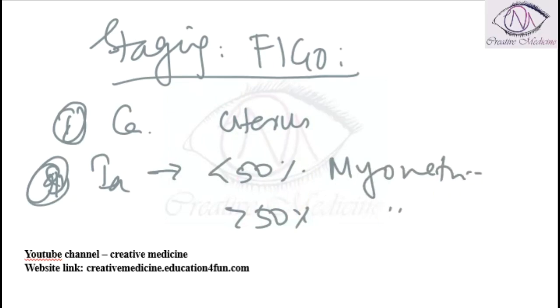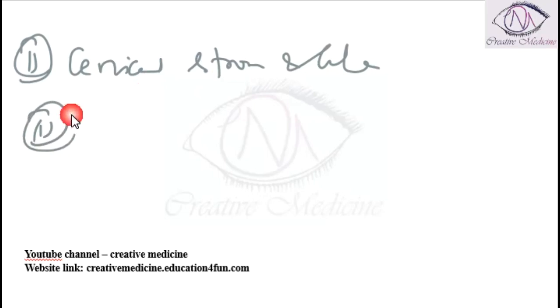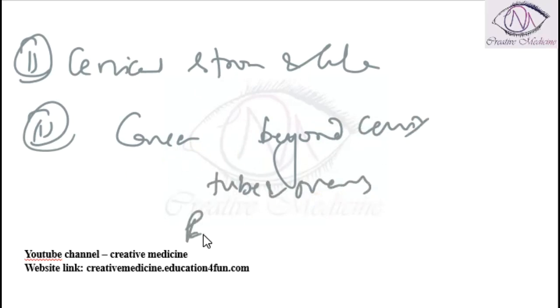Stage 2, cervical stroma and glands are involved. Stage 3, the cancer spreads beyond the cervix. So in stage 3, adnexa like tubes and ovaries are also involved. Parametrium, the ligament surrounding the uterus, is also involved.